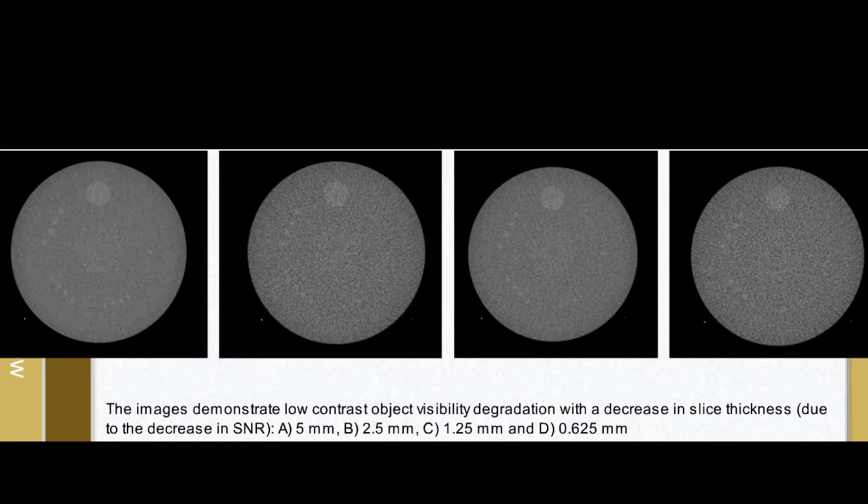Here are those low contrast objects again, but A is a thick 5 millimeter slice. B is 2.5 millimeter, C is 1.25 millimeter, and D is 0.625 millimeter. So the thick 5 millimeter slices have better contrast resolution. Again, we can see those low contrast objects much better than we can in the 0.6 millimeter slice.